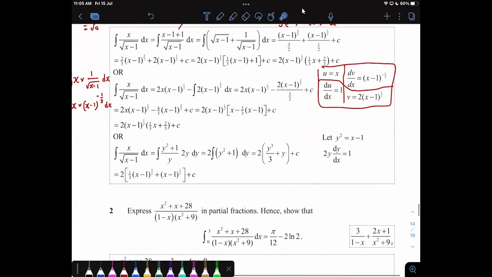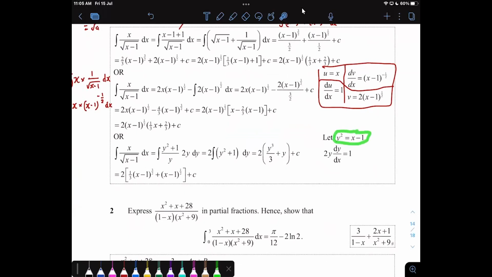Okay, then the last step, what they do, this one is even more complicated. They come up with their own substitution. You are not required to know your own substitution in A levels. It will be given. This method is not recommended. But let's just go through it.